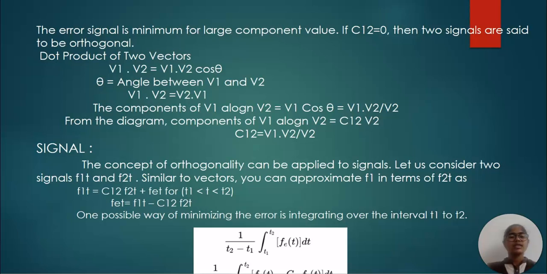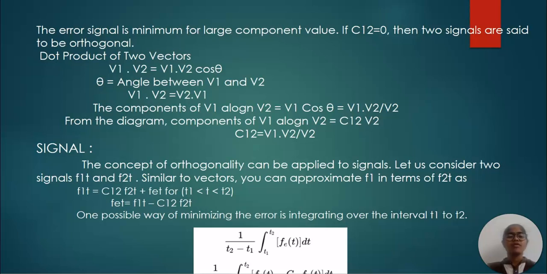Let us discuss about the signal. The concept of orthogonality can be applied to signals. Let us consider two signals f1 of t and f2 of t. Similar to vectors, you can approximate f1 in terms of f2 of t as f1 of t equal to C12 f2 of t plus fe of t, for t1 less than t less than t2, where fe of t equal to f1 of t minus C12 f2 of t.